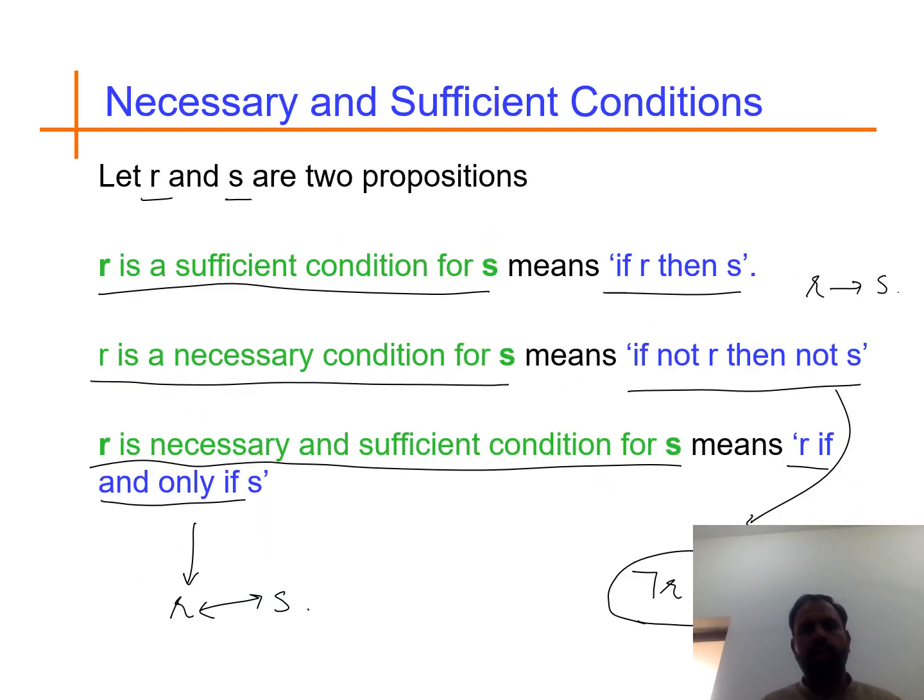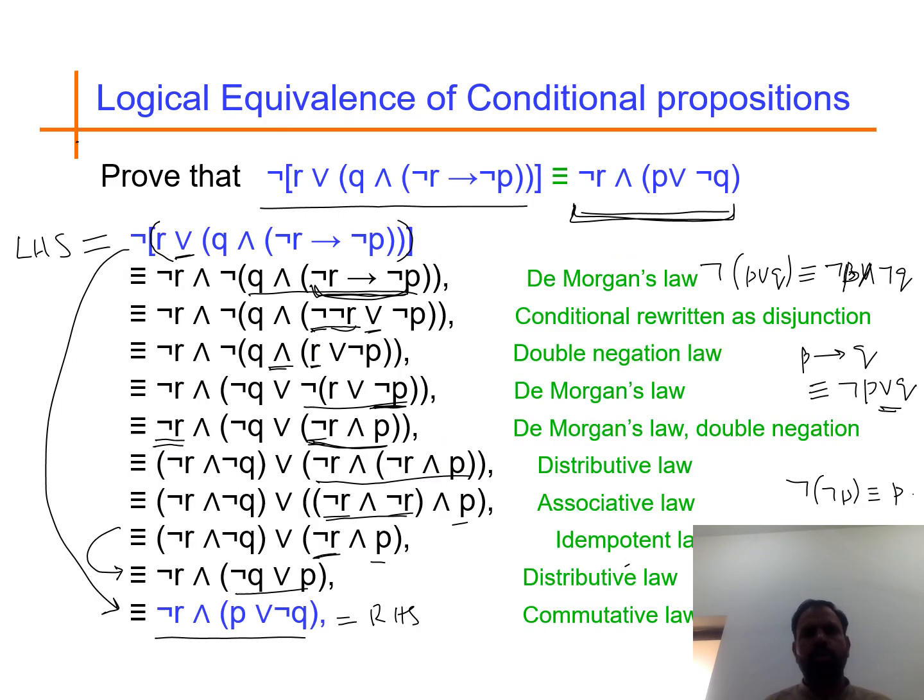If R and S are two propositions, R is a sufficient condition for S means if R then S. R is a necessary condition for S means if not R then not S. R is a necessary and sufficient condition for S means R if and only if S. So these are the logical equivalences of conditional propositions.